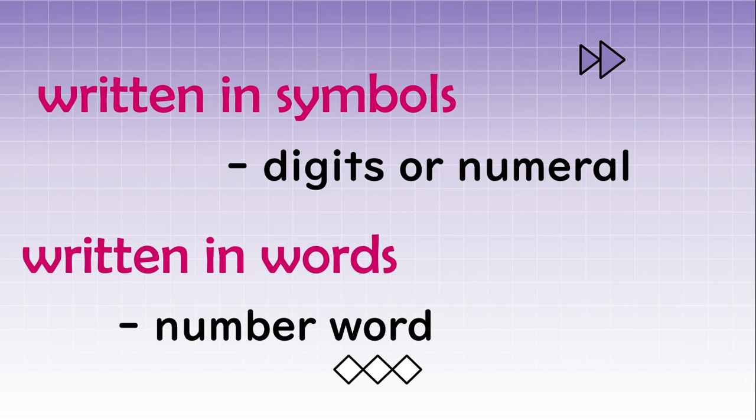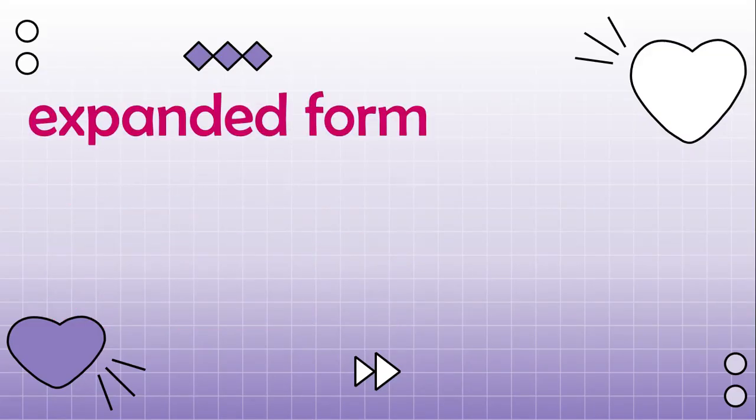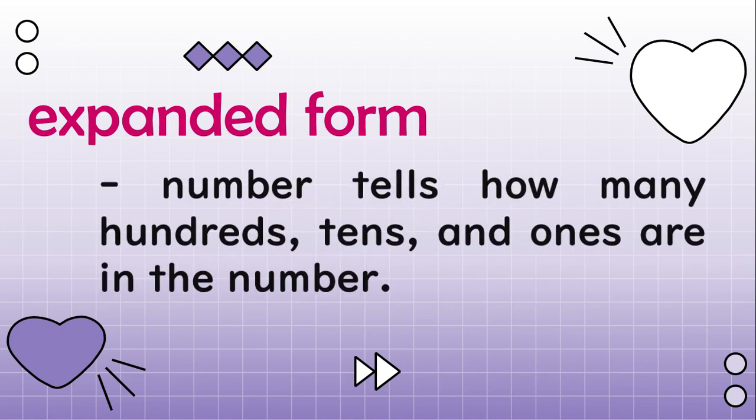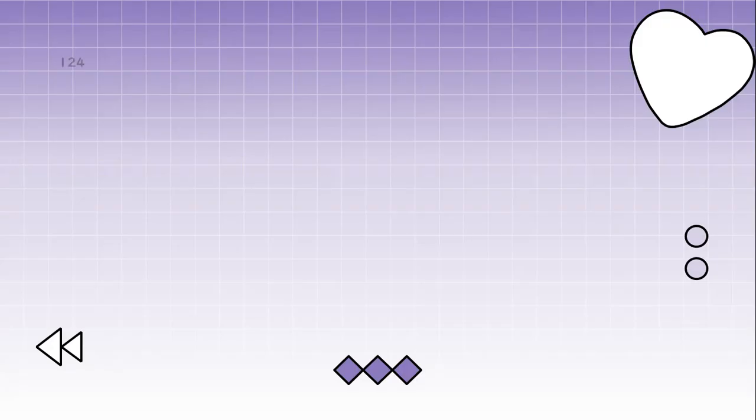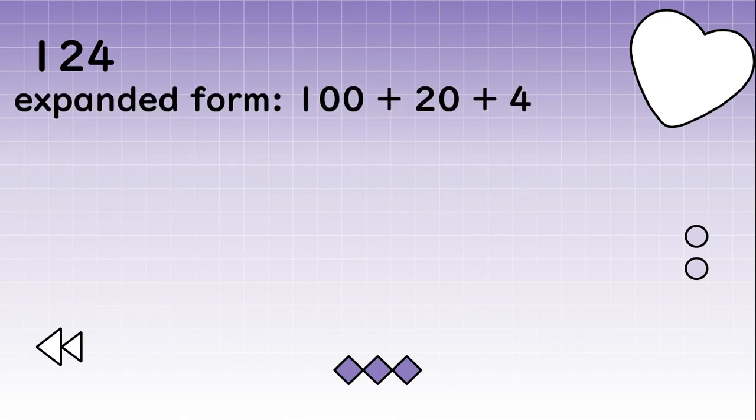Also, numbers can be written in expanded form. So what is an expanded form? It is a number that tells how many hundreds, tens, and ones are there in a number. Okay, let's have an example here. Our number is 124. And the expanded form for this is 100 plus 20 plus 4.